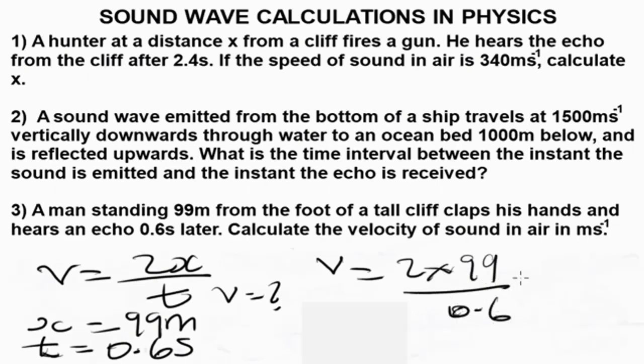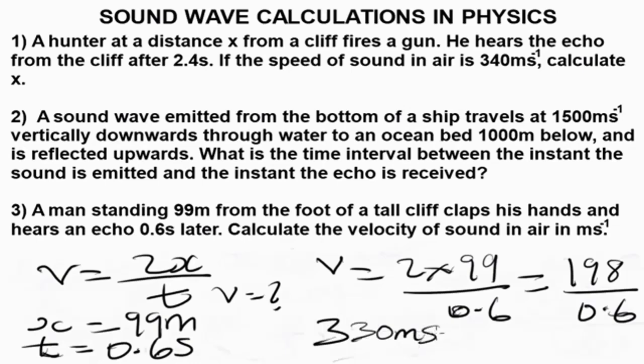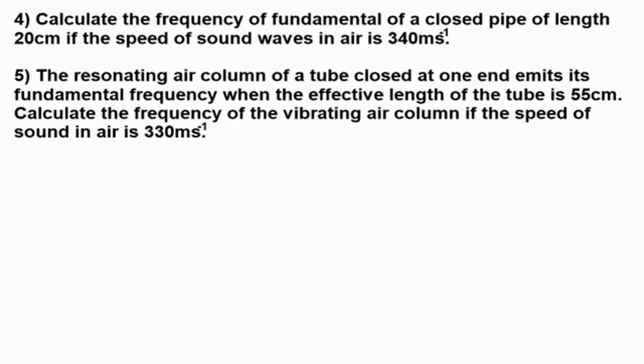When you simplify this, let me punch it in my calculator. Okay, so 2 times 99 will give us 198 over 0.6. So 198 divided by 0.6 is going to give us 330 meter per second, and this will be the velocity of sound in air. Alright, so let's wipe this page and solve further questions on sound wave.